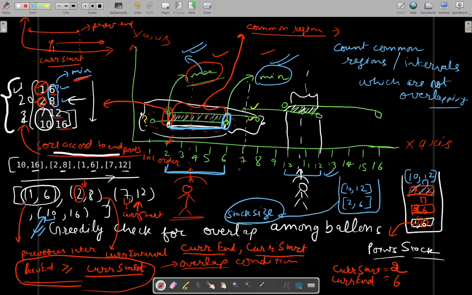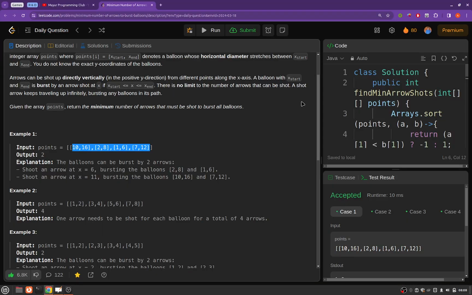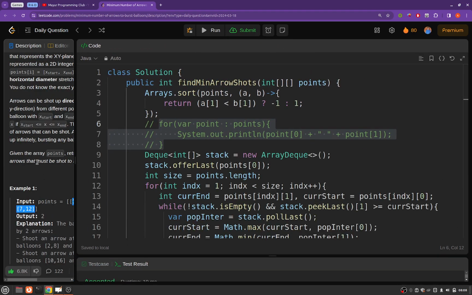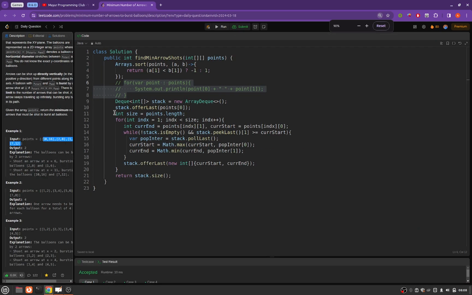I know it's a little bit messy, the space was less, but I guess you would have been able to understand and grasp the approach that was required to solve this particular problem. Now let's see the implementation part. These are just for debugging purpose, I am removing it.